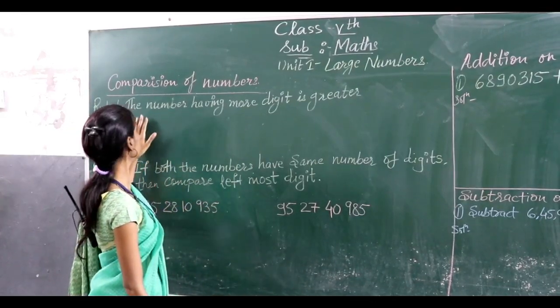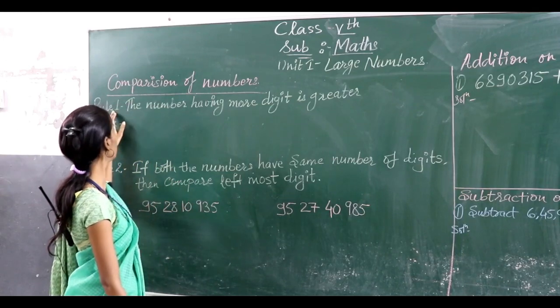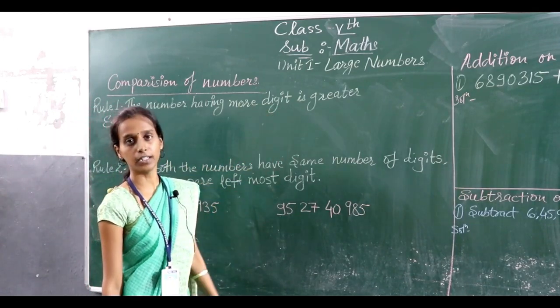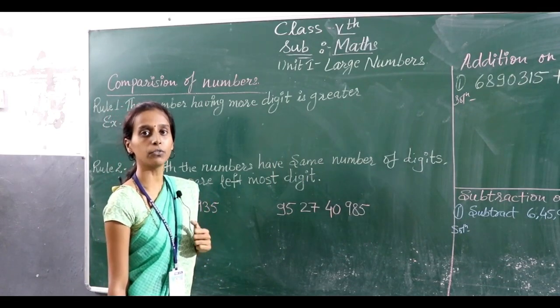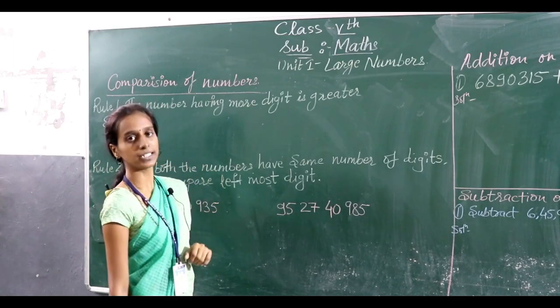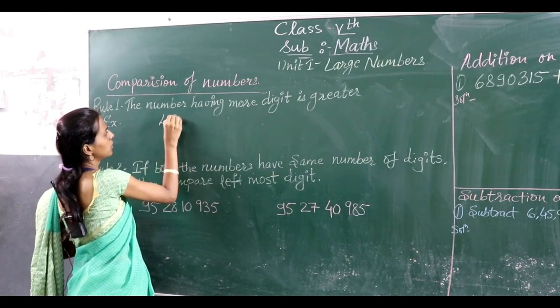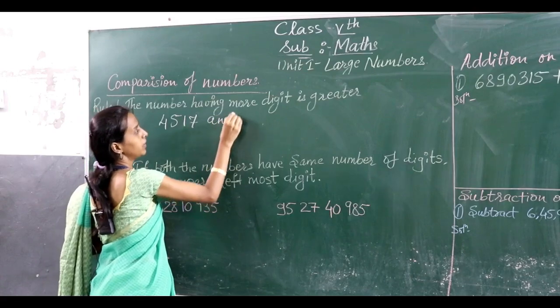Okay, so in this, for the comparison there are two rules. We will study the first rule, that is rule 1. The number having more digits is greater. Okay, if any number is having more digits, that number will be greater. Okay, we will try to understand this with an example. See here, if I take any number 4,517 and other number, that is 325.